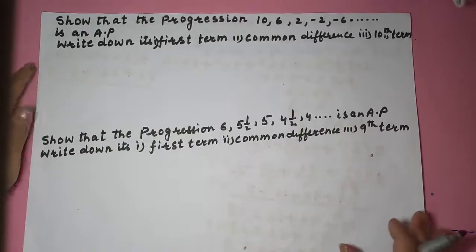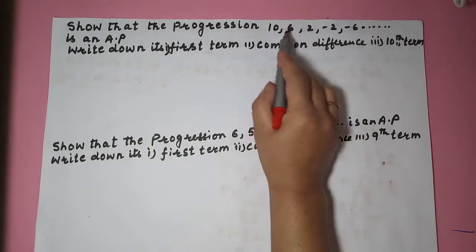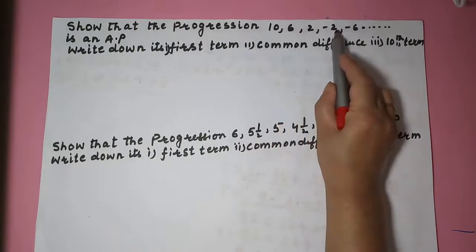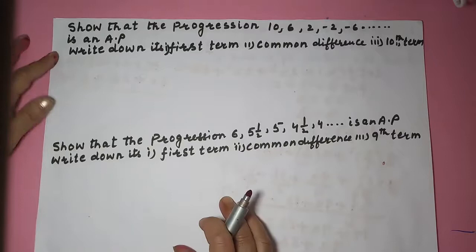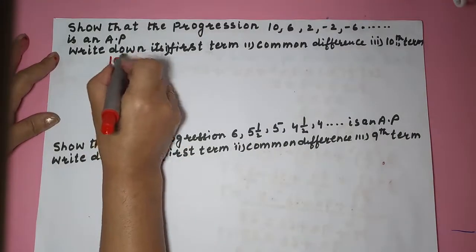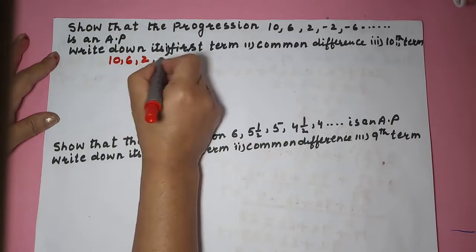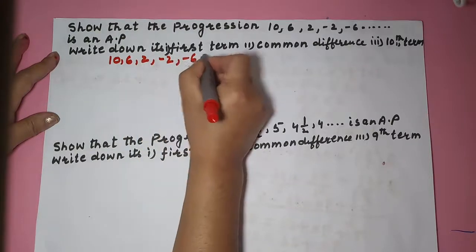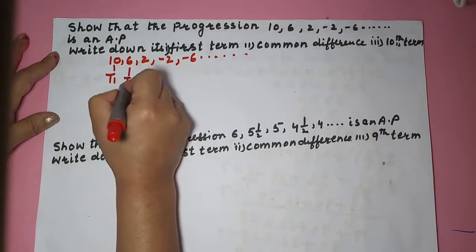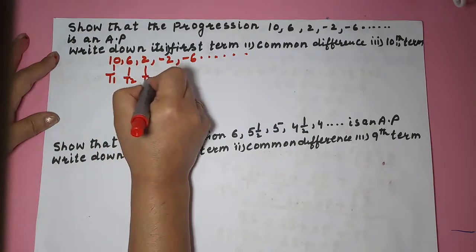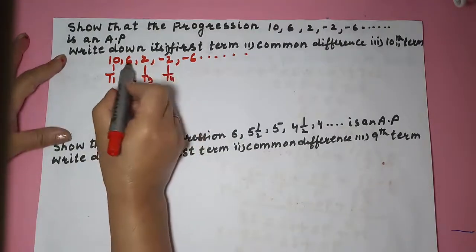Now he's saying to show that the progression given to us, 10, 6, 2, minus 2, minus 6, is an AP. Now we know how to prove that. Let's write the series again: 10, 6, 2, minus 2, minus 6 and so on. So this is the first term, the second term, the third term, the fourth term. Right?